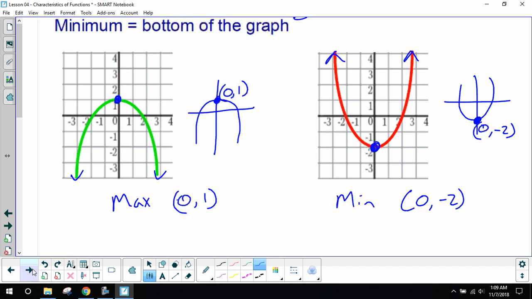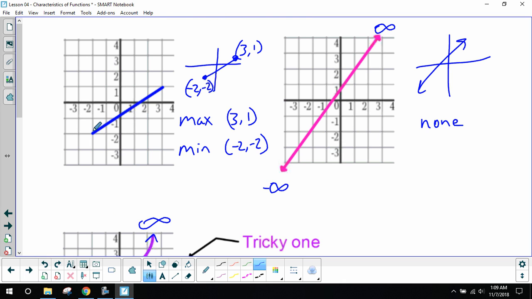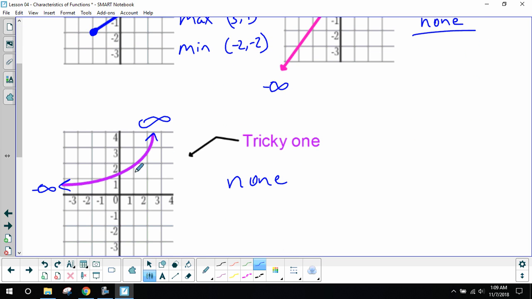Okay, obviously this line has endpoints, so it does have a max and a min. This has arrows, it has none. And this graph, even though it's curved, that's why I said it's tricky, it's still none. So again, pause the video where you need to, rewind where you need to. I'm moving on.